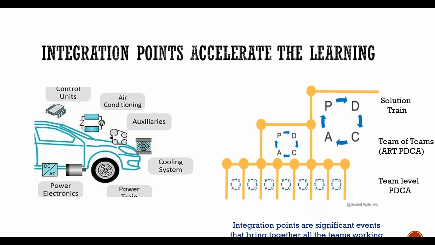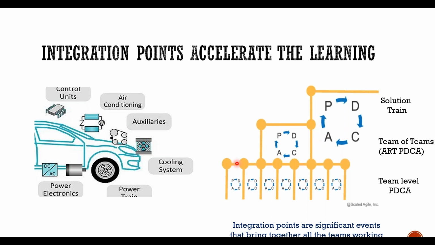For example, when we talk about this particular car, if all the teams here, the control unit team, air conditioning team, auxiliaries, cooling system, powertrain, power electronics, are developing smaller increments every iteration and integrating together, then you are continuously integrating, like how the dots have been shown here.